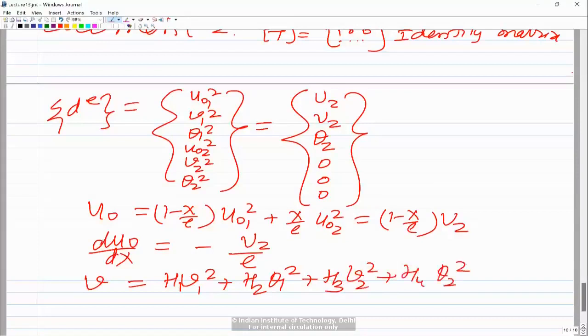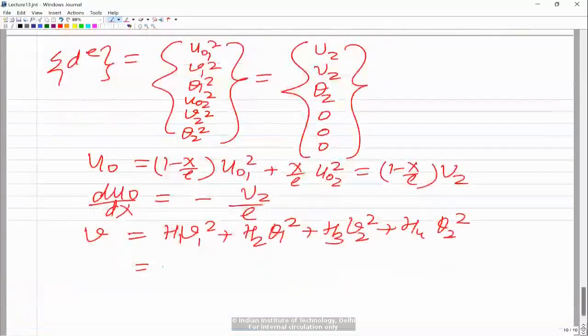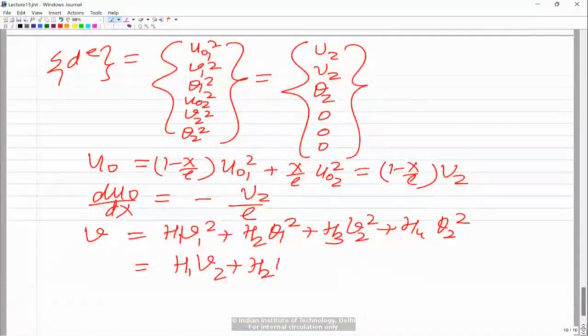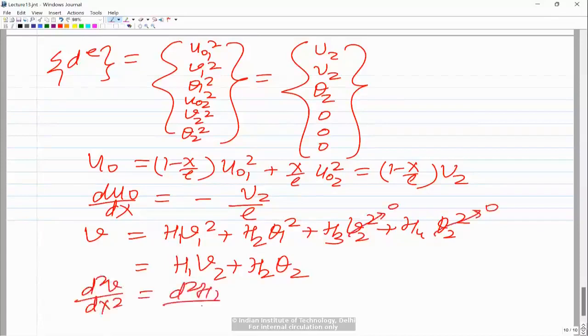Now if you put all the non-zero values over here, we will get h1 into v2 plus h2 into theta 2, and these are 0 because they correspond to the third node. So we'll get this, and from this you can calculate d2v by dx square, which would be d2 h1 by dx square into, this is not small v, this is capital V. So let me correct that.